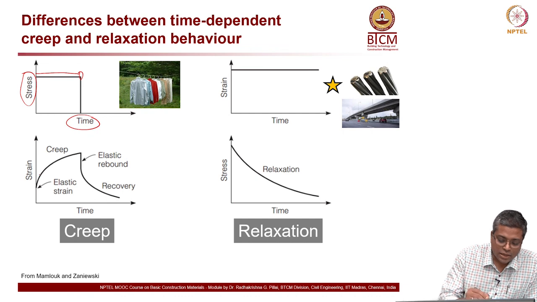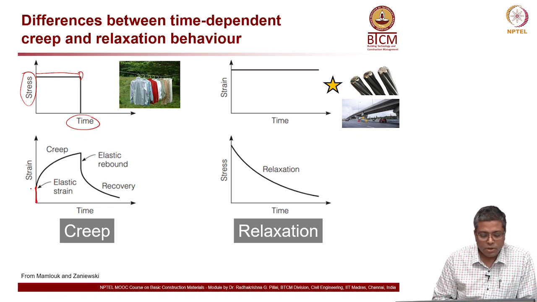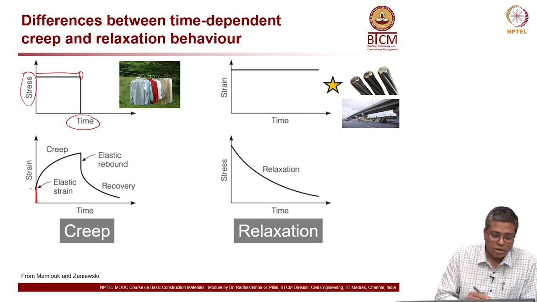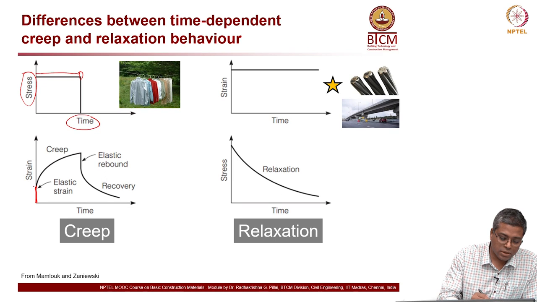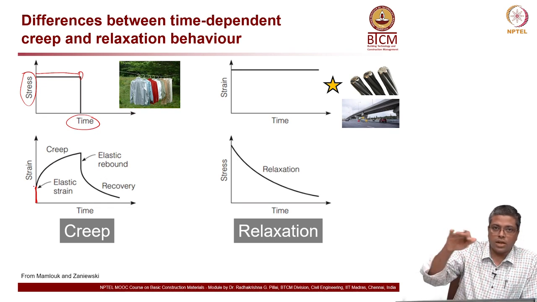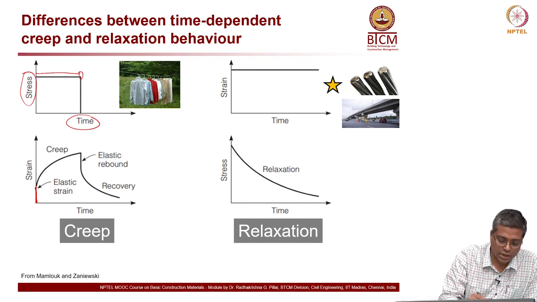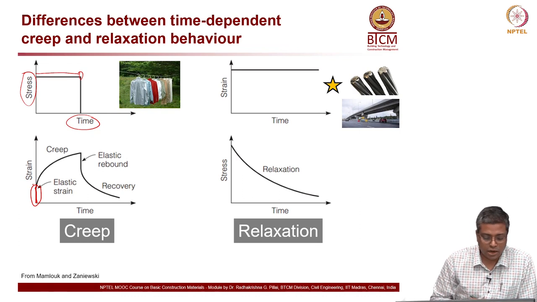So, let's say this load is applied and here you have an elastic strain. The moment the shirts are put on the string, you have some immediate strain. The string which was horizontal will immediately sag, right? That is indicative of the elastic strain.